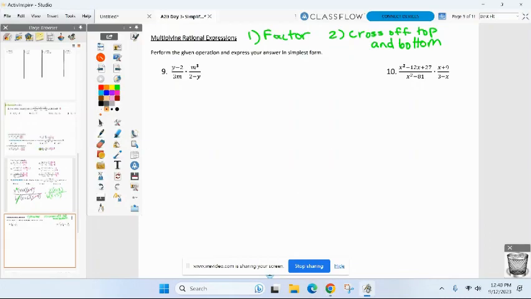How many M's do I have on top? 3. How many do I have on the bottom? Just 1, right? That 3 doesn't mean I have 3 M's, just 1 M. So yes, I can get rid of this M and 1 on top, so I'll be left with M squared.